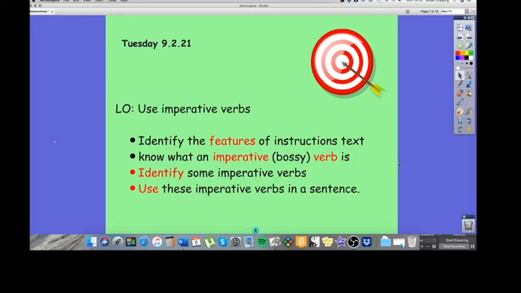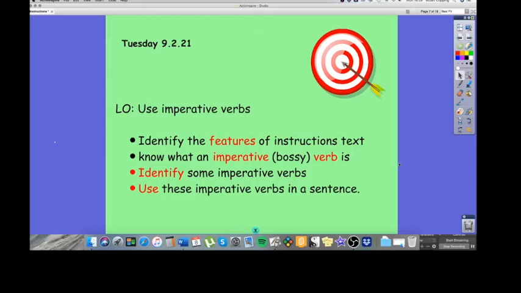So today we're going to delve deeper into what actually makes a set of instructions. We're going to have 2 parts to today's lesson. The first part is looking at the features of an instructions text. The features are the things that need to be included to make it a set of instructions. Think of it as a toolkit. What would you have to put in a toolkit when you're writing a set of instructions? So you're going to need your biscuit instructions for that.